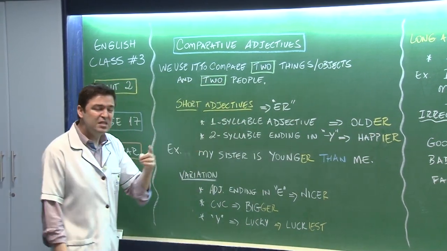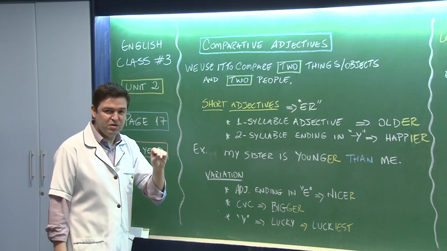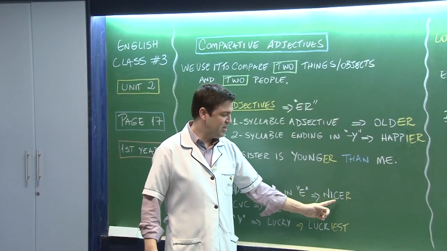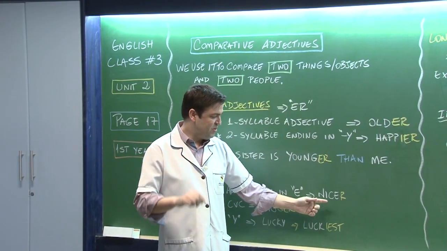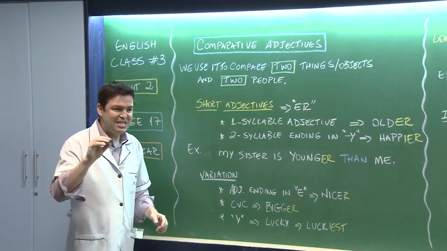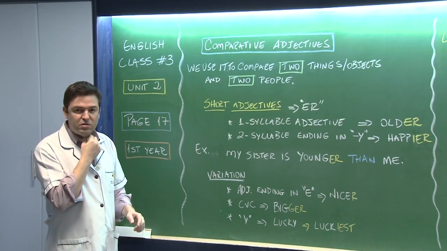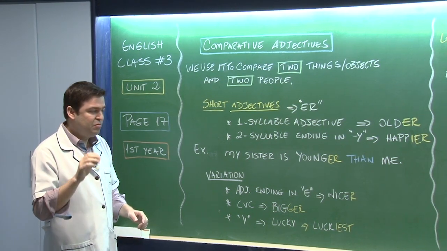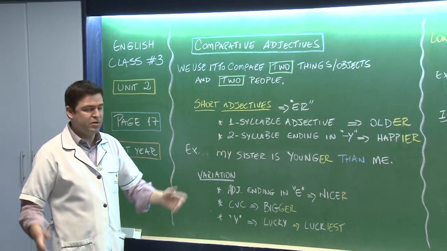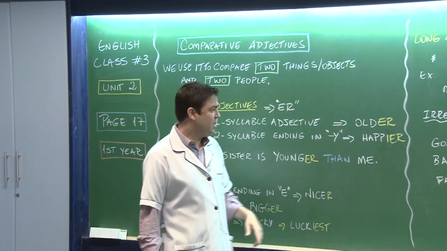How do I know it's a one syllable adjective? By pronunciation. You have to say the word to check it, because sometimes it looks like, for example, the word nice looks like two syllables, but it's actually one, because the last letter has no sound, no vibration of your vocal cords, okay? So it's important to pronounce the word to know if it's one syllable, two or more, okay? So for one syllable adjectives, we know that we are going to use ER.